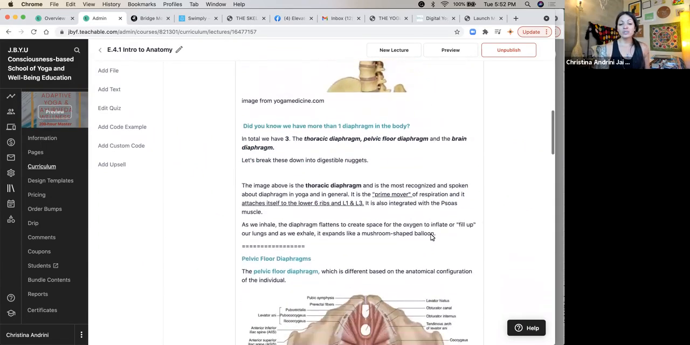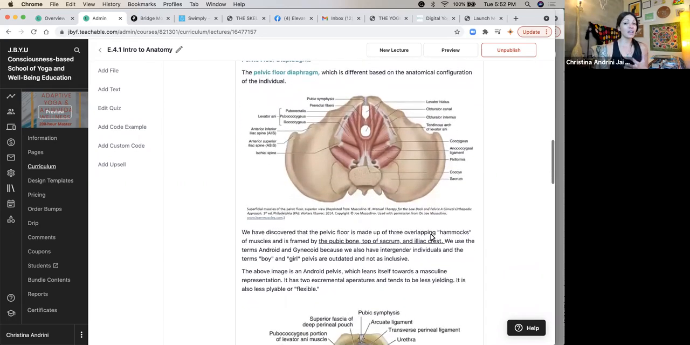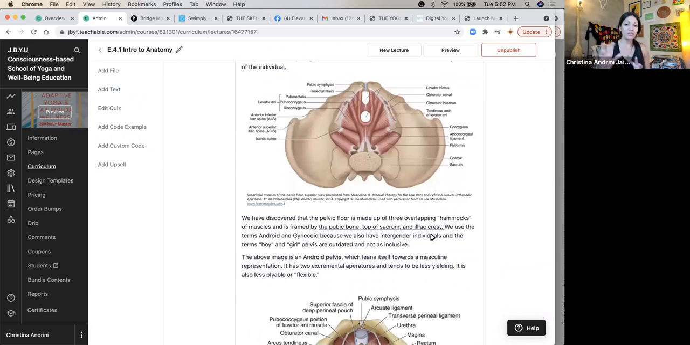Now, we also move into the pelvic floor. The pelvic floor diaphragm consists of technically three different pelvic floor diaphragms. In general, the pelvic floor has three hammocks. Based on the apertures of release, we determine an android, a gynecoid, or an intergender pelvic floor, so we would have one of the three. And based on the individual, we will discover what those overlapping hammocks or muscles are.